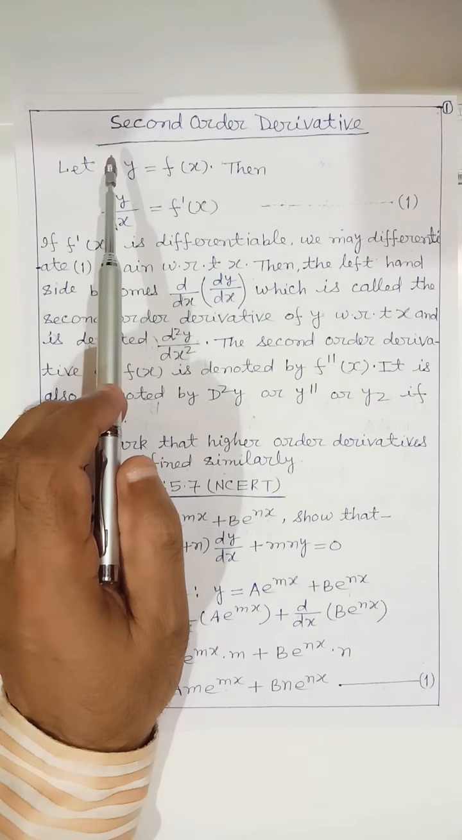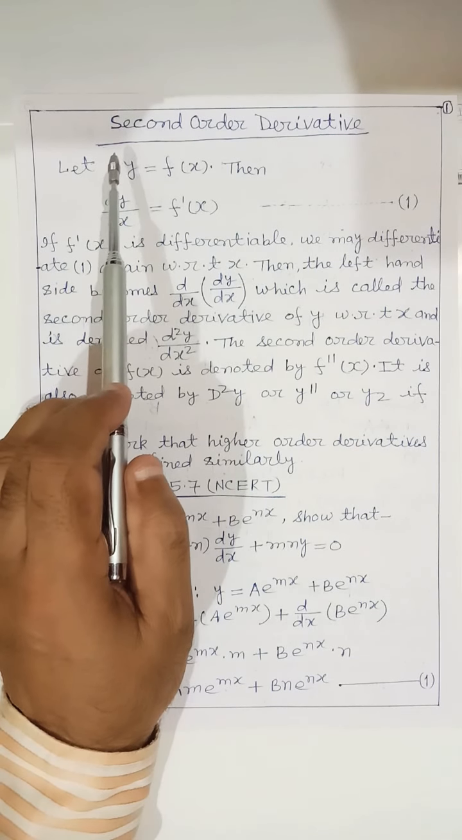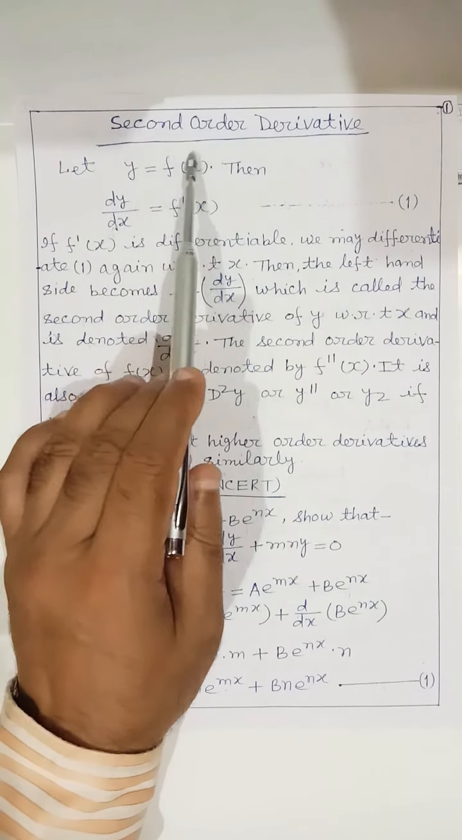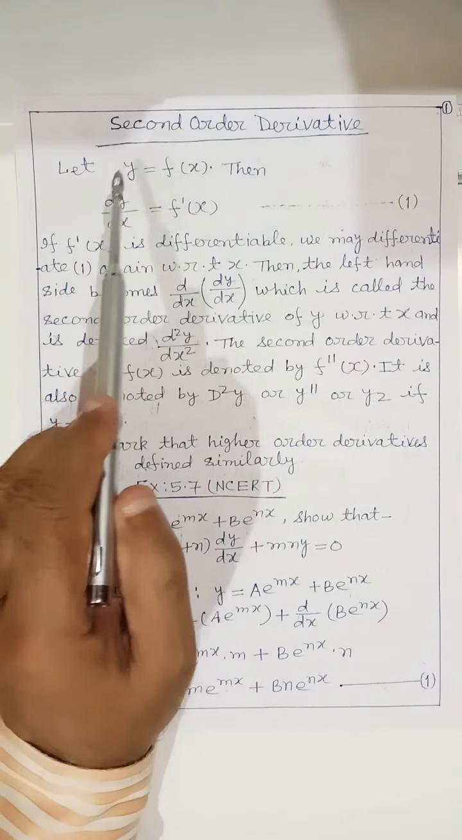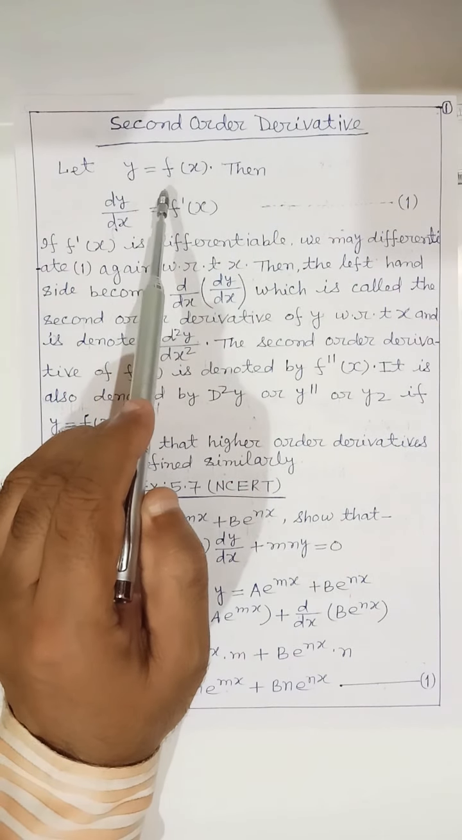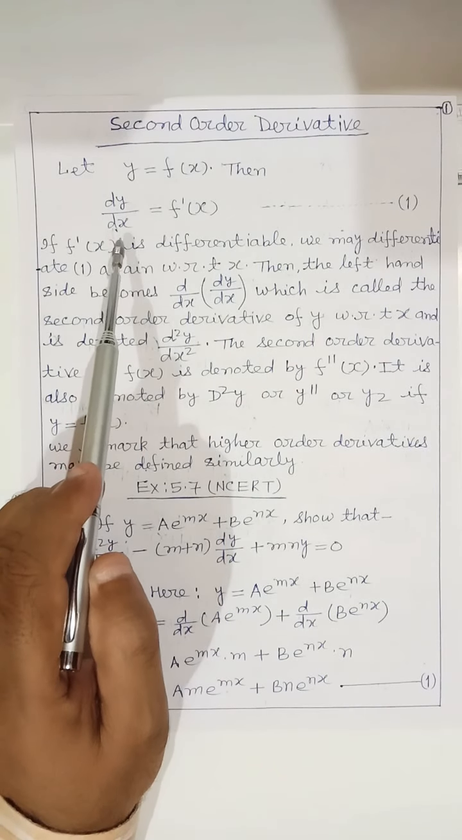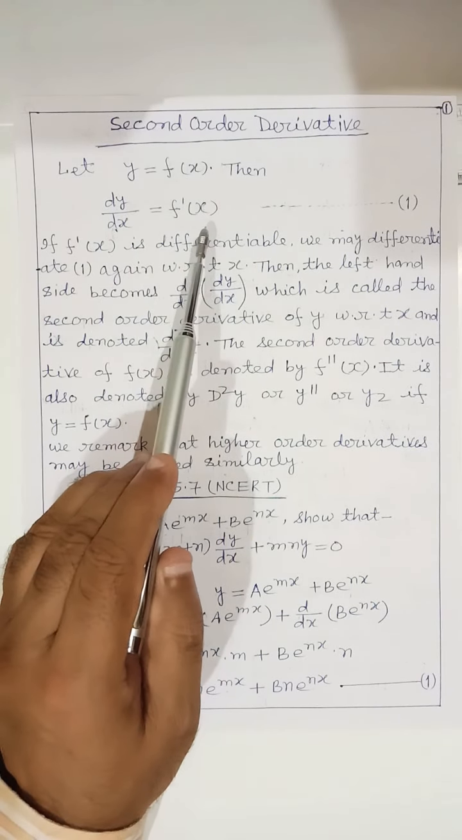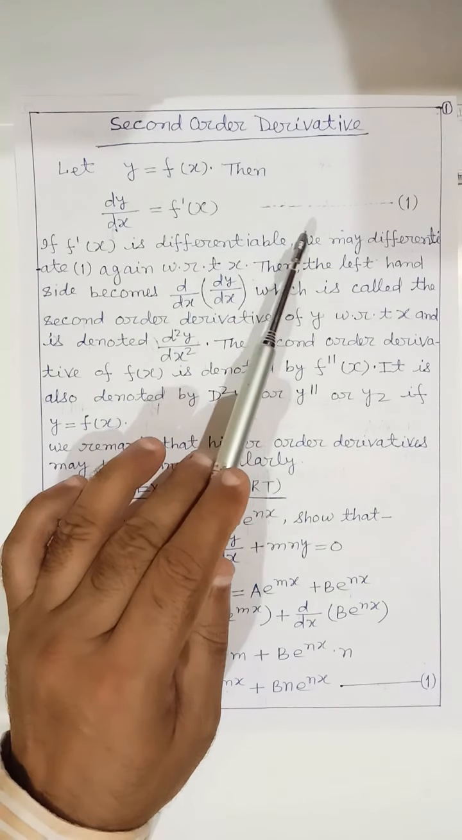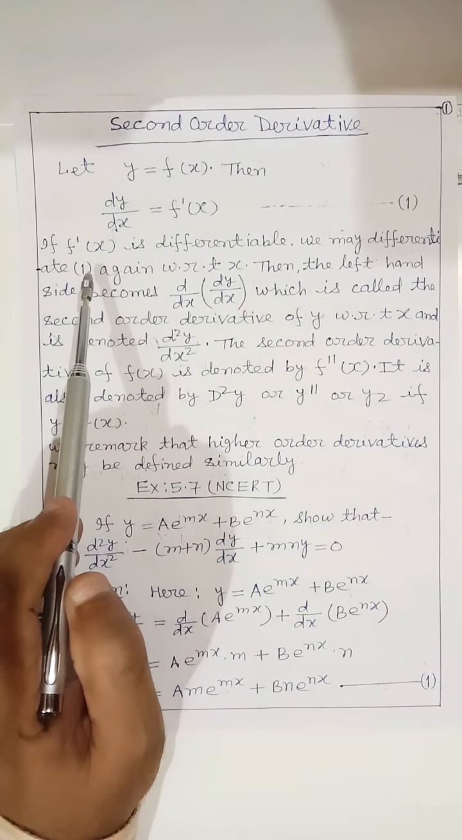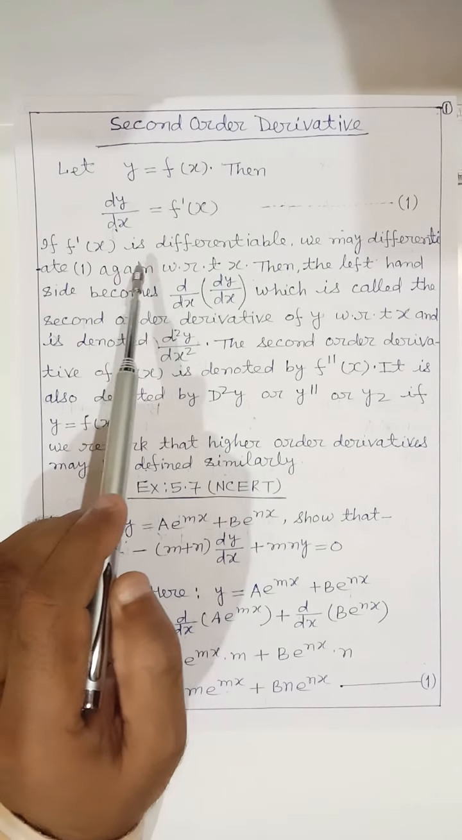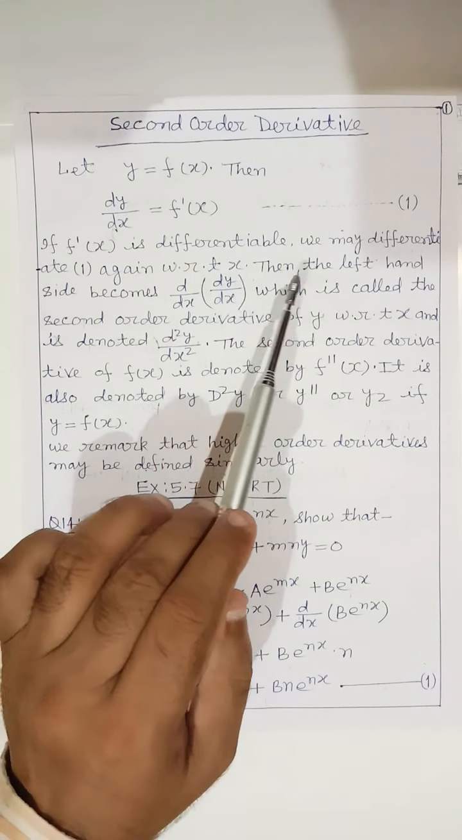Today I am going to discuss second order derivatives. Let y equal to f(x). Then dy by dx is equal to f dash x. This is taken as 1. Dear students, f dash x is differentiable.